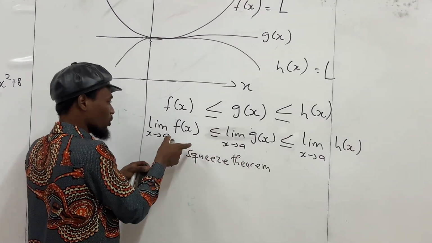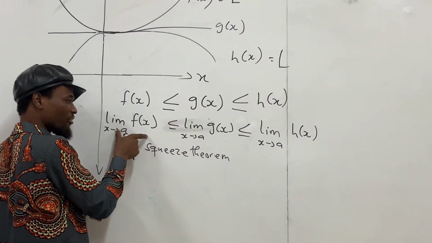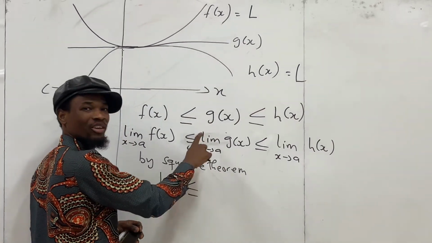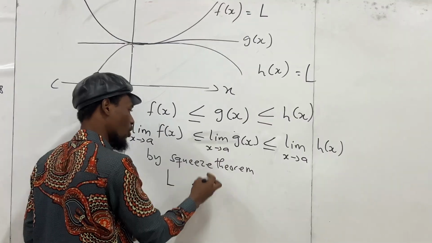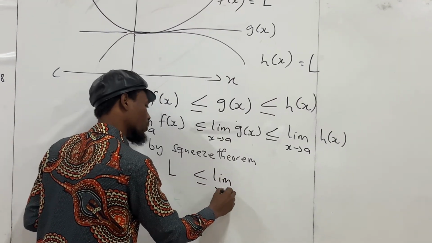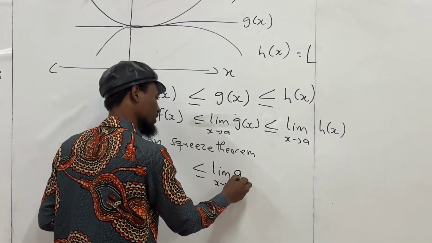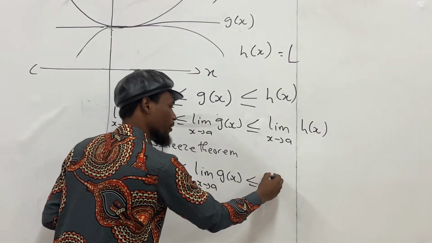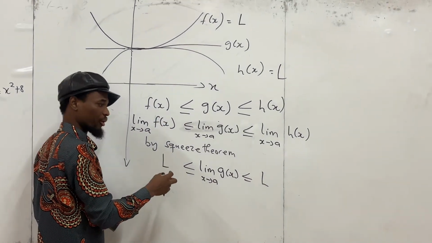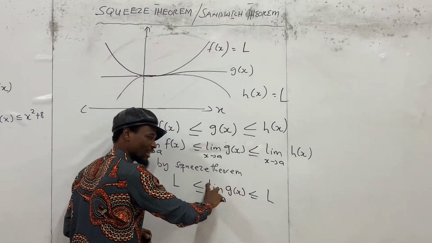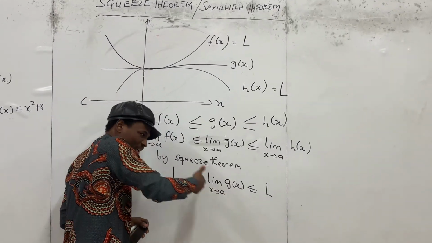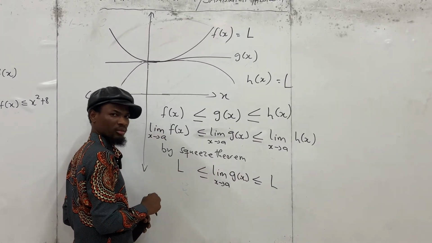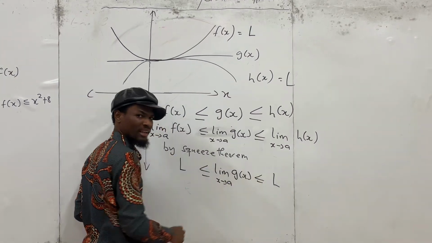Remember, we said when you evaluate this and you have a value, say L, which is less than or equal to the middle function we are looking for, the limit as x approaches a of g of x, less than or equal to the other limit. When you evaluate this and let's say you have L, now by the squeeze theorem, the limit of the middle function we are looking for is equal to the other limits. Okay, that's the output of the limit.